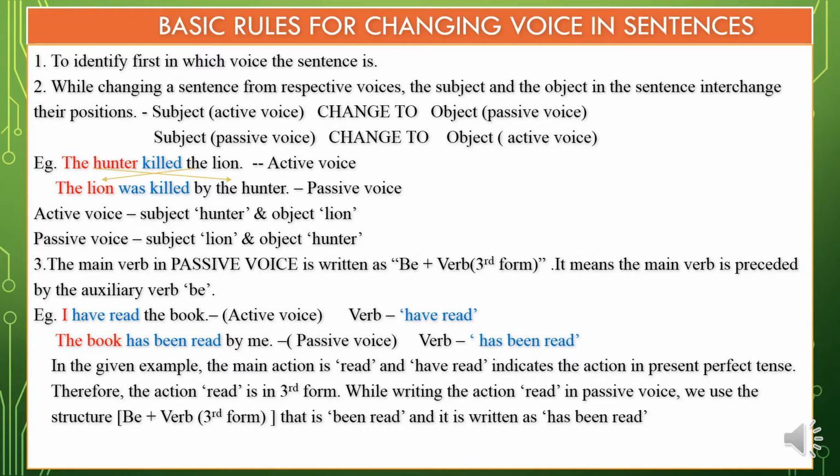Now let us come to the fundamental rule of changing voice in a sentence. What is the fundamental rule? While changing a sentence from respective voices, the subject and the object in the sentence interchange their position. So the subject of active voice changes to the object of passive voice, and the subject of passive voice changes to the object of active voice. So when we have to change the voice, the subject and object interchange their position.